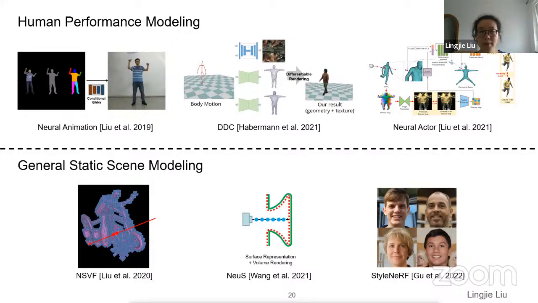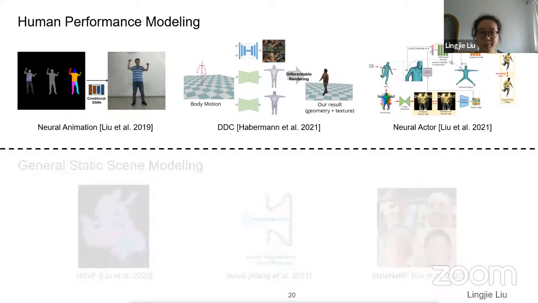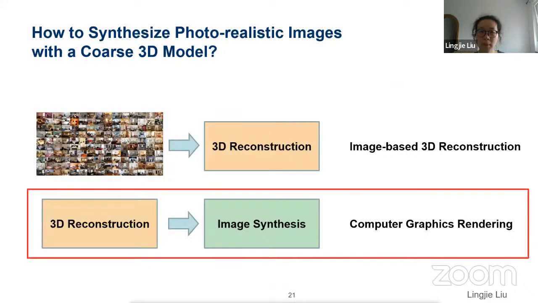We will start with human performance modeling. We just mentioned that computer graphics rendering techniques require very high quality 3D geometry models. But what if only a coarse 3D geometry is available? How to achieve photorealistic rendering in this case?